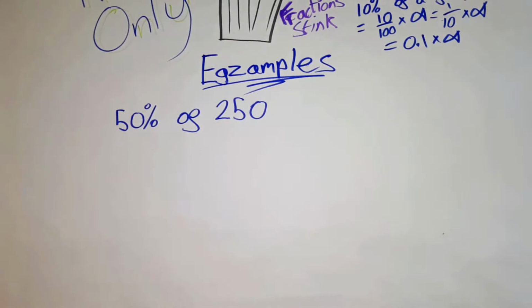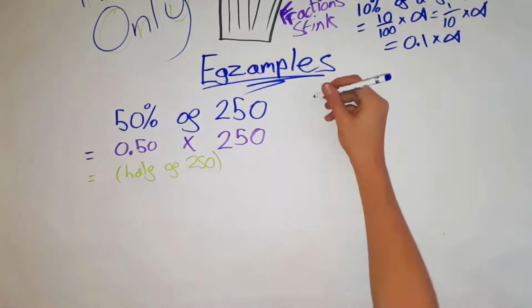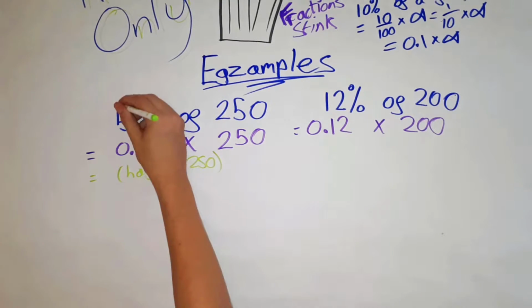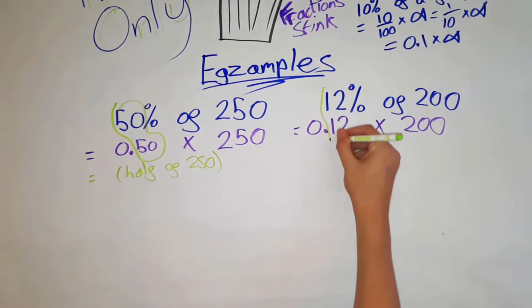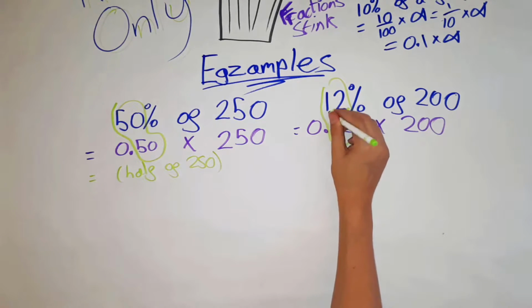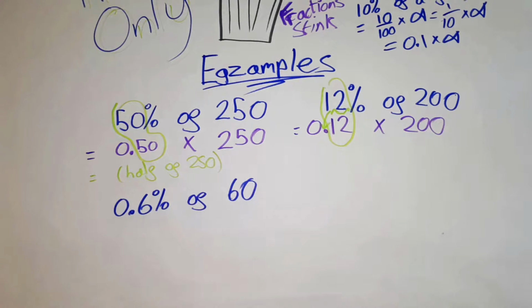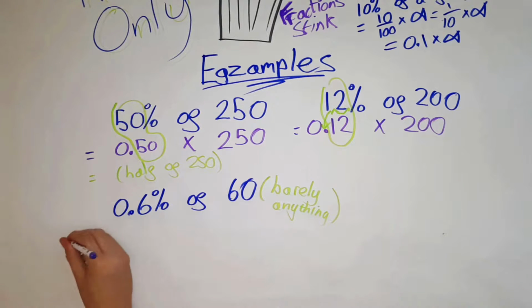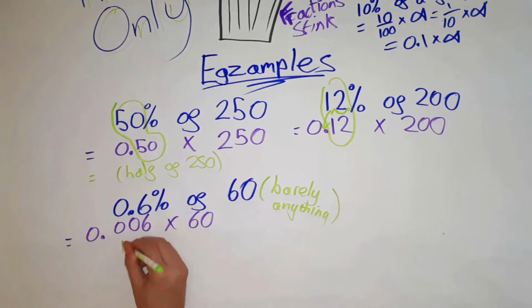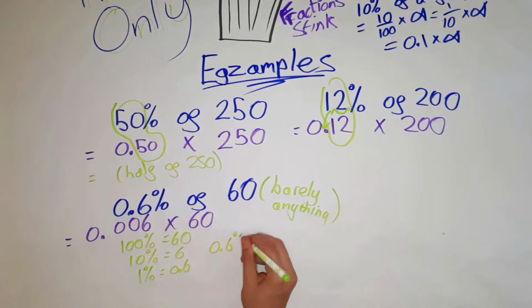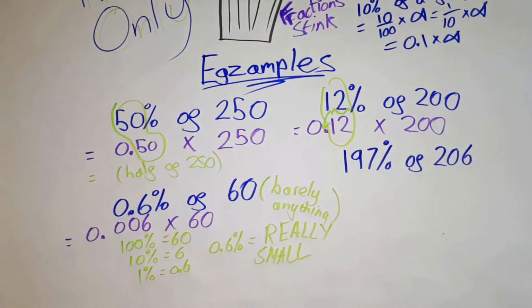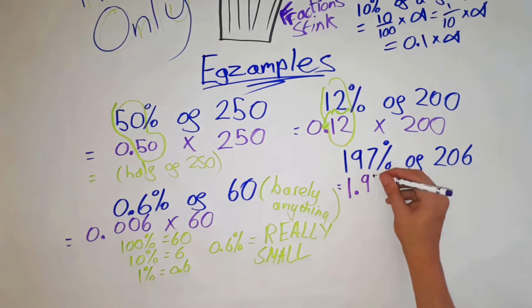If we're finding 50% of 250, we do 0.5 times 250, as 0.5 means a half. 12% of 200 can also be done with 0.12 times 200. You can see from these two examples that the numbers we're using have the exact same digits, it's just the decimal place has been switched 2 places. This logic follows in more complicated questions, such as if we want to find 0.6% of 60, we can do 0.006 times 60. Whilst 0.6 is a very small amount, you must always follow the same logic of moving the decimal place 2 times. If we want to find 197% of 206, we do 1.97 times 206.